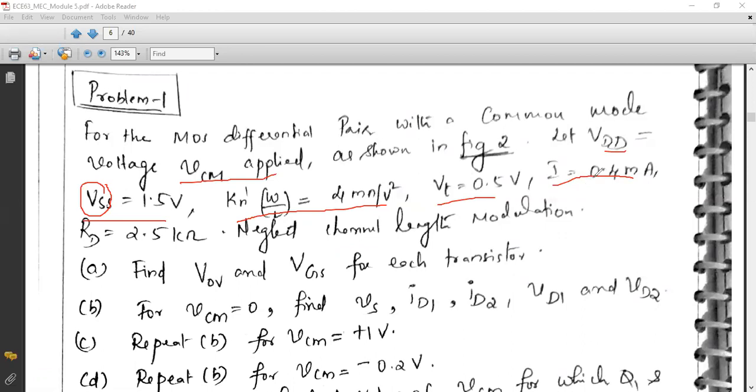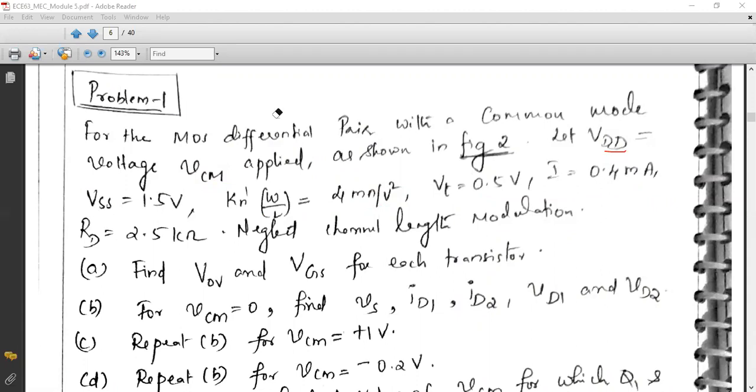So if you are expecting a perfect common mode operation, then this I will split equally among the two transistors. That is 0.4 by 2, 0.2. So the individual drain current will be 0.2. Is that clear? Because in a differential amplifier, we are making use of two transistors, two MOSFETs, which are exactly matched. And if we make this circuit operate in the common mode, then the current will split equally among the two MOSFETs.